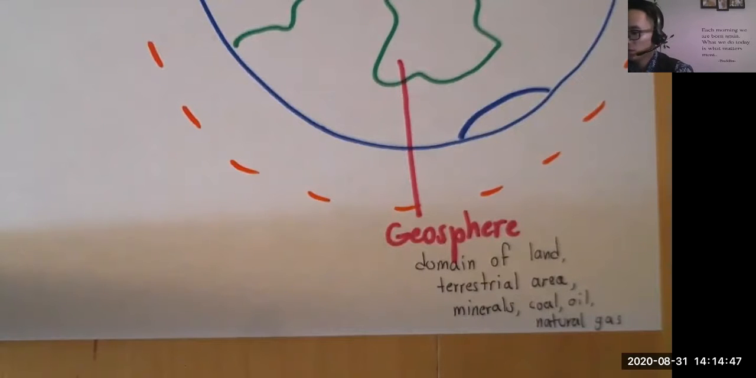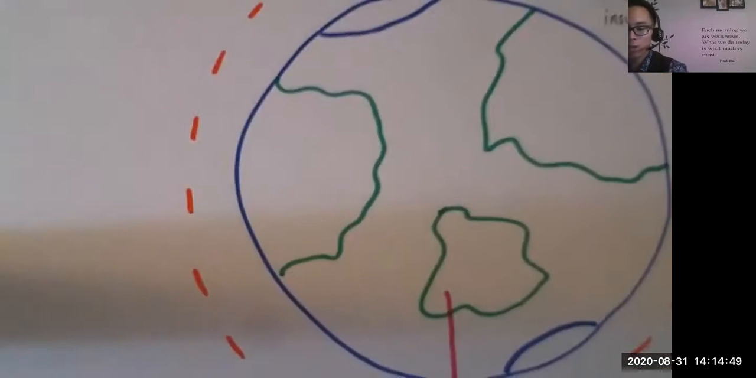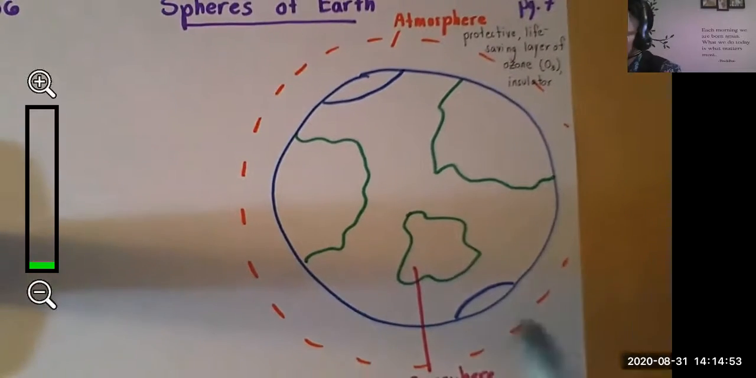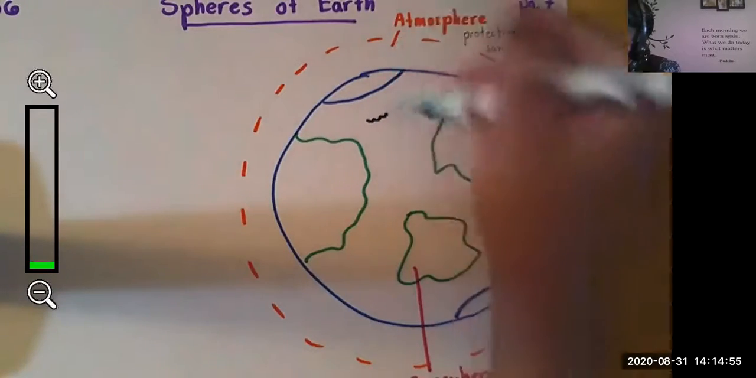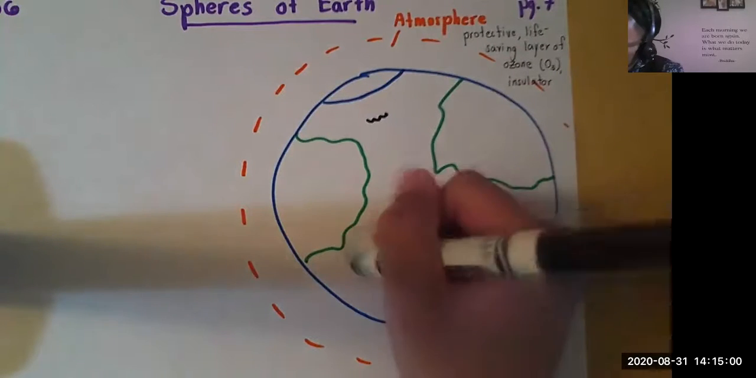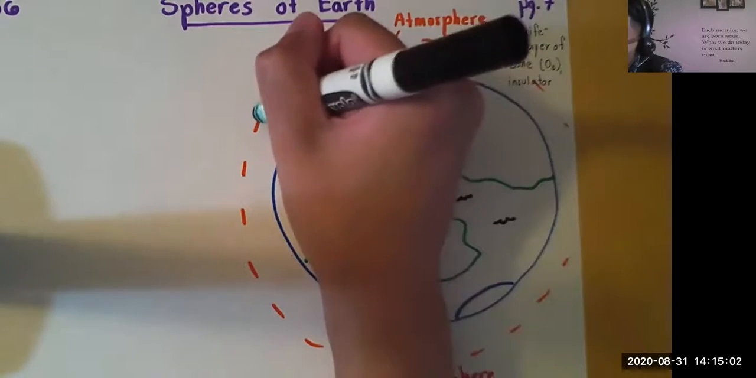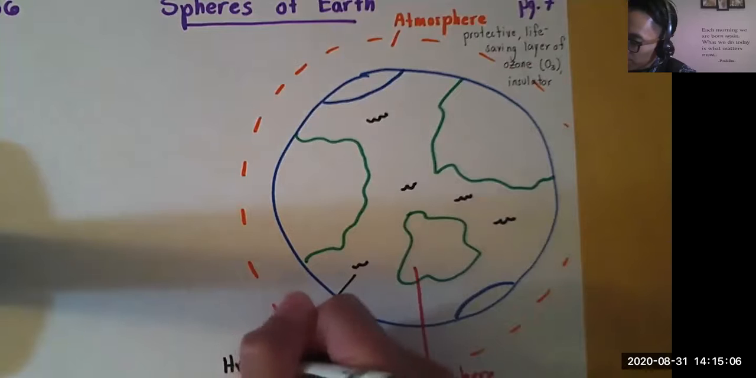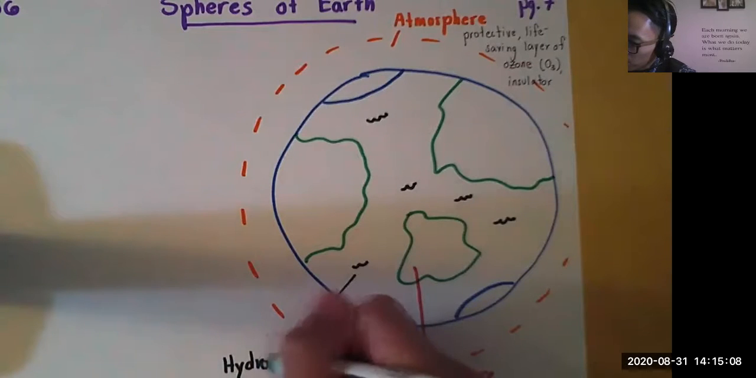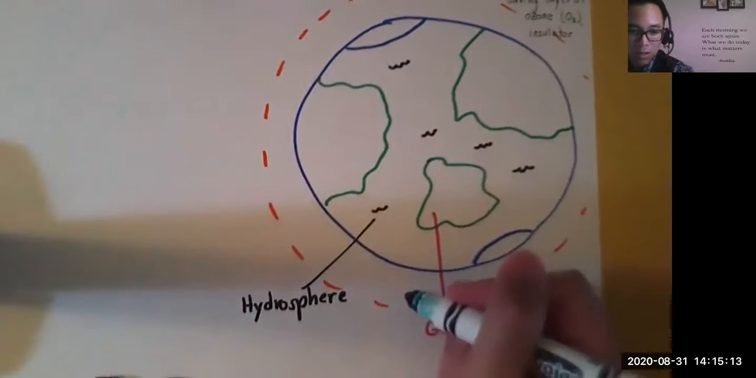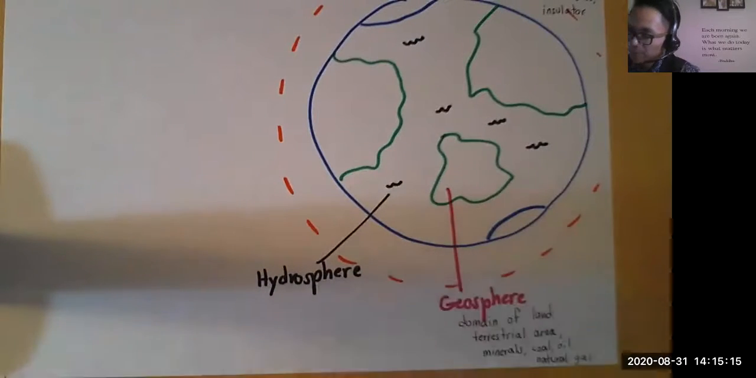Okay. Next is all of the water, so the hydrosphere. I'm going to zoom out a little bit. In this case, I'm going to represent water as these little wavy lines. Okay. So this is the hydrosphere. The hydrosphere is the domain of water.